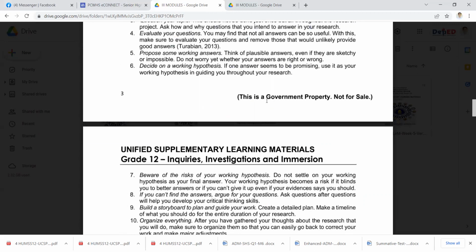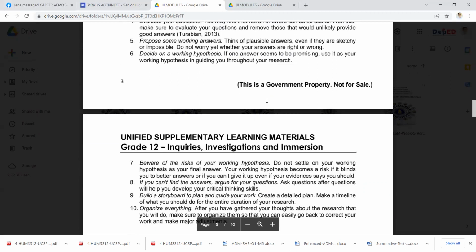Number 7, beware of the risk of your working hypothesis. Do not settle on your working hypothesis as your final answer. That is why some people have what they call an alternative hypothesis. Your working hypothesis becomes at risk if it blinds you to a better answer, or if you give up even if your evidence says otherwise. Okay.